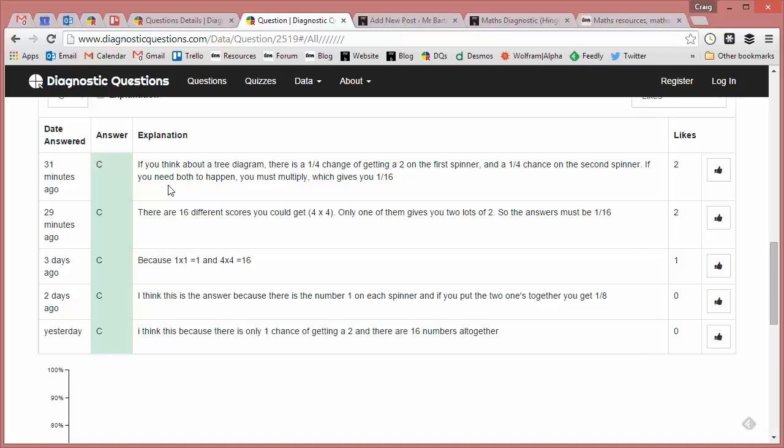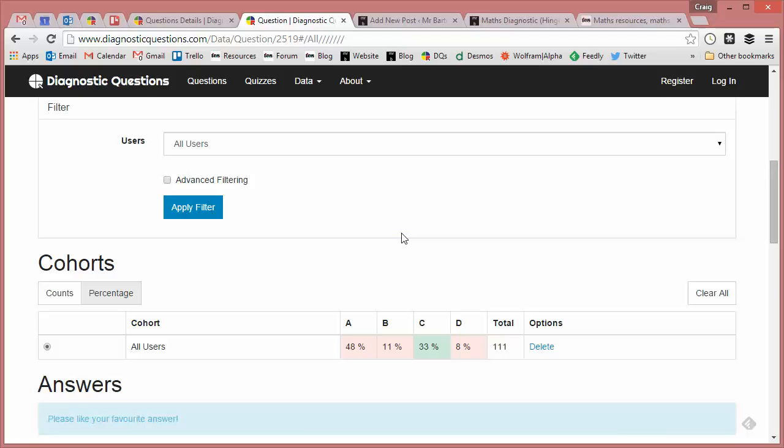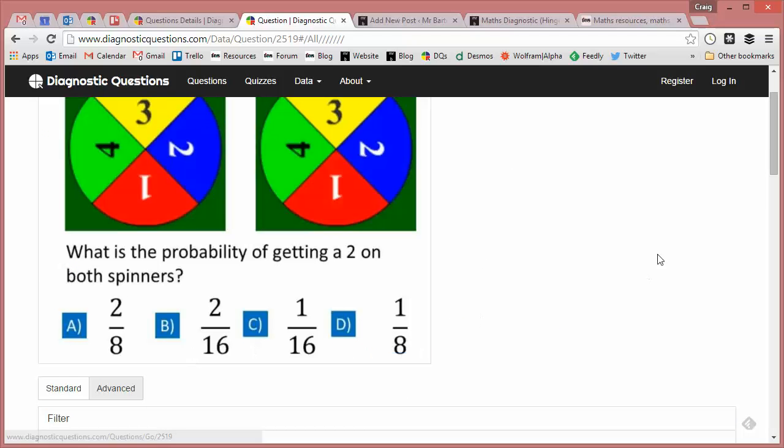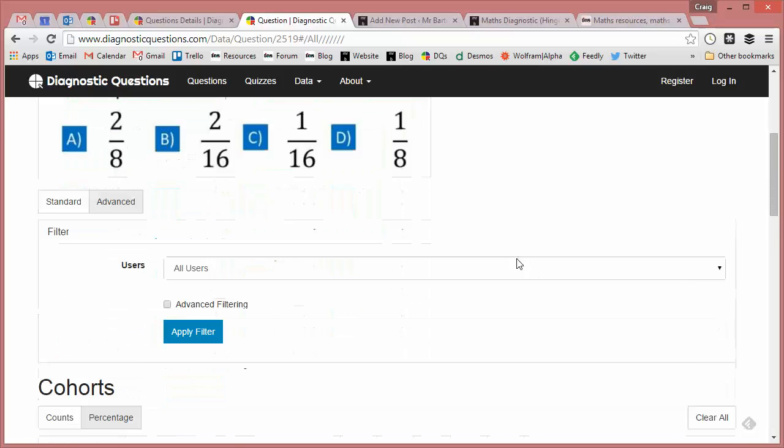So those two explanations, the top two, I think, are good ones to show to your students. And of course, when students answer this question, they'll get to see those explanations and hopefully like them and learn from them. But let's get back to the really interesting stuff. Why are students going for A? Why are almost half of students going for 2 over 8? You can probably imagine where the 2 over 8 comes from, but let's let students tell us in their own words.